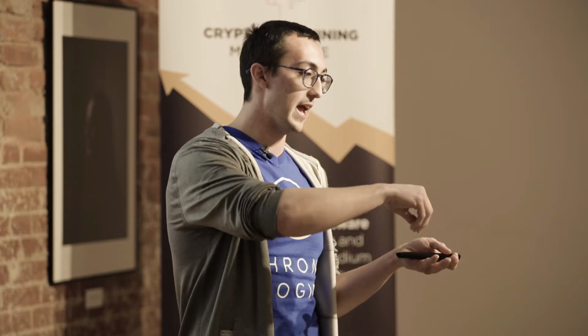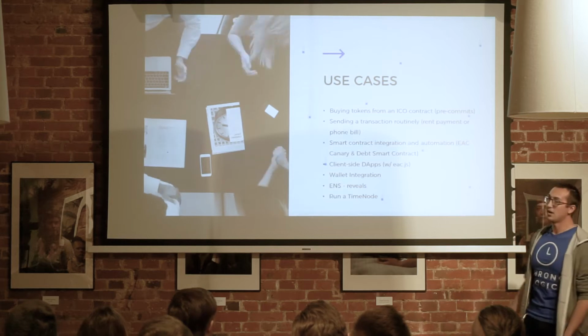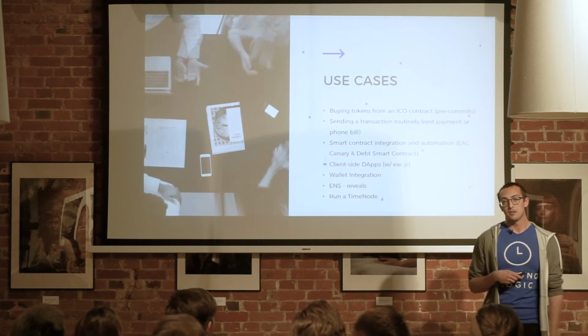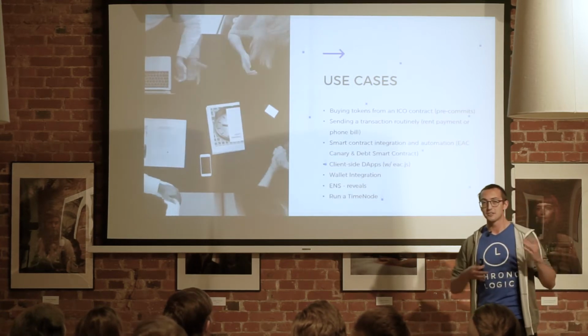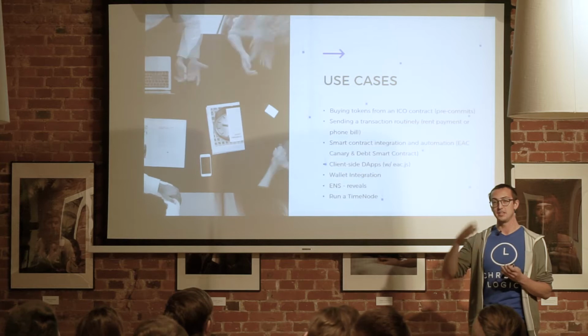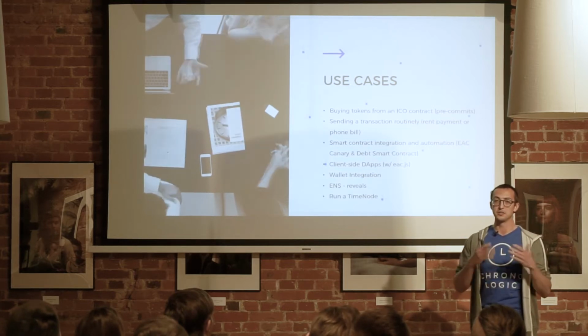Wallet integrations. Ethereum name system reveals. Right now the ENS is a two-step process: you commit, and then you later reveal that commit. With the alarm clock, we can turn that into a one-step process where you commit and schedule the reveal at the same time. So you don't have to worry about coming back to your computer 2 days later. And then running a time node. These are the executing clients on the protocol, and they're similar to miners. I'll go into how those work, but they're essentially the counterparty to the scheduling half of this.